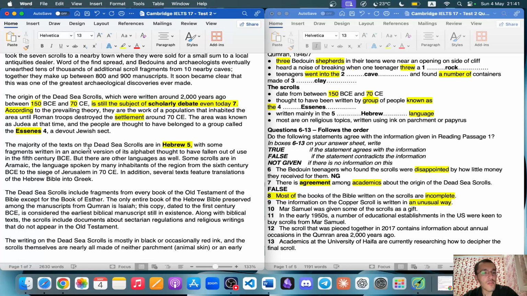The majority of the text on the Dead Sea Scrolls is in Hebrew, with some fragments written in an ancient version of its alphabet, thought to have fallen out of use in the fifth century.